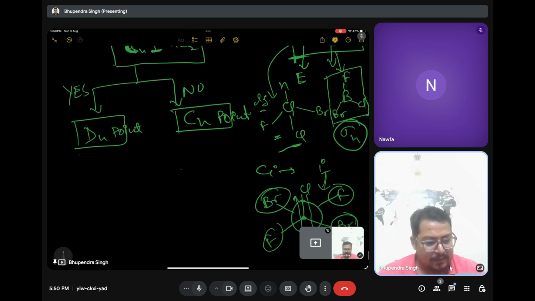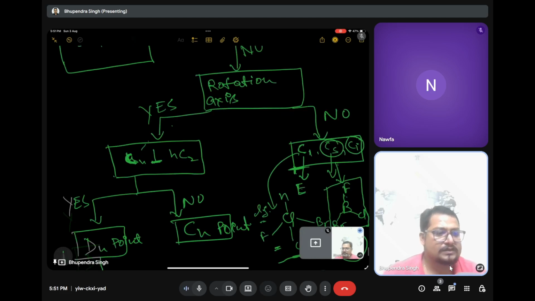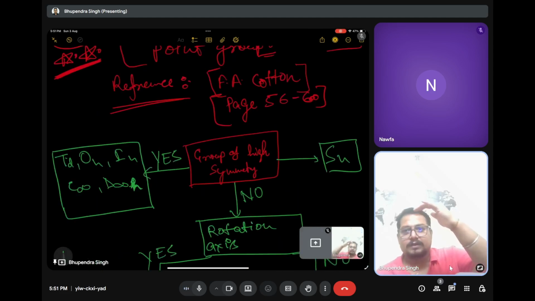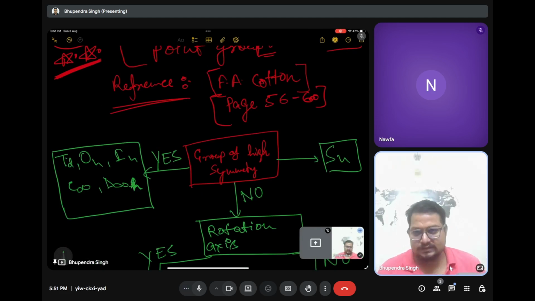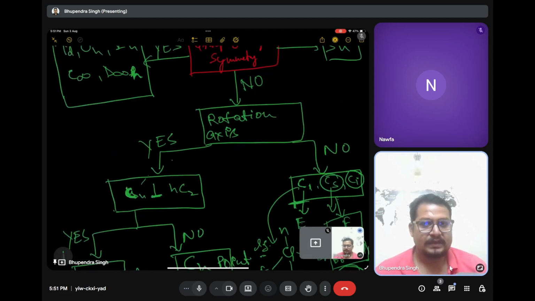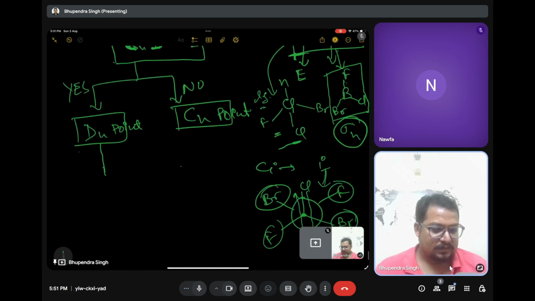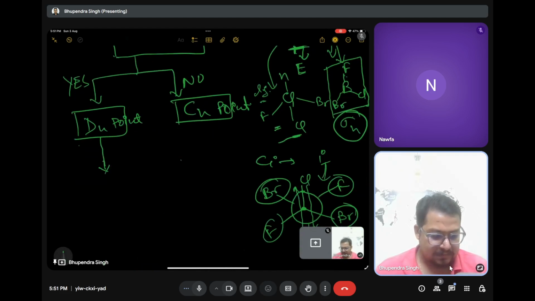Okay. In Dn also, next, this is the flow chart. If you follow this flow chart, if you memorize this flow chart, you will easily find out the point group of the molecule by following every step. Okay, let's see. Sigma h is present or sigma h is not present. So sigma h.